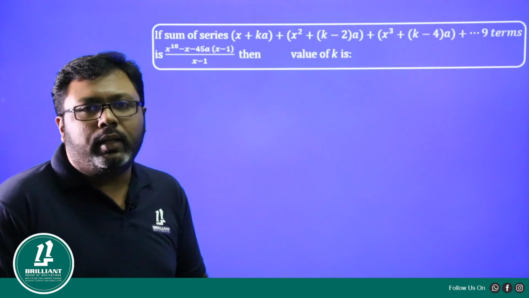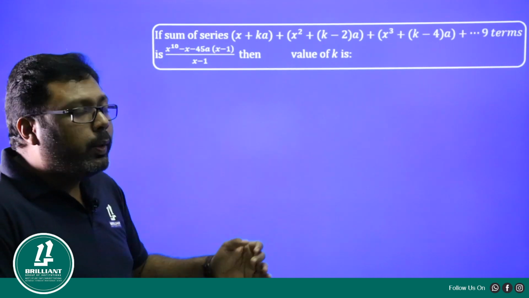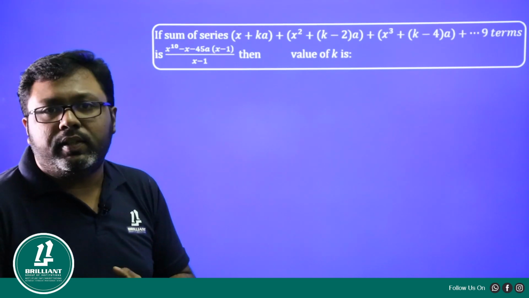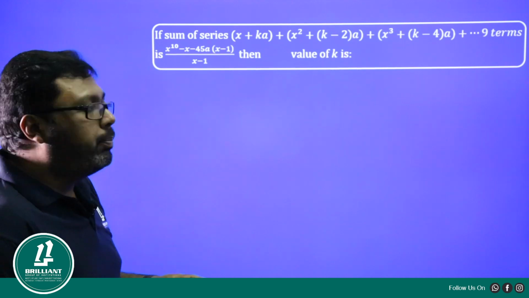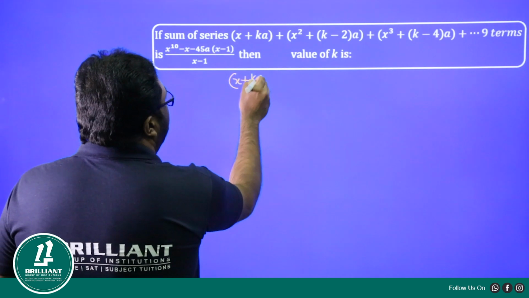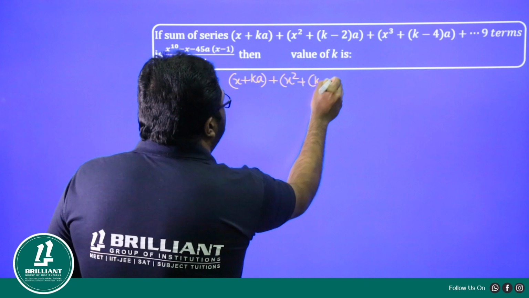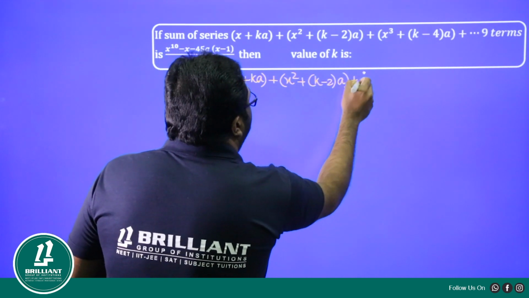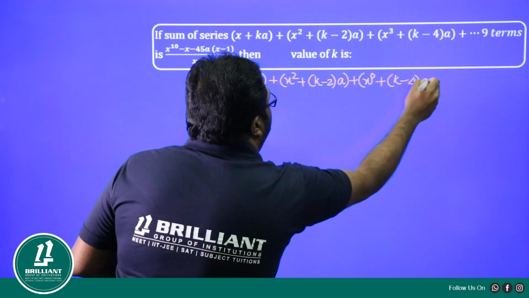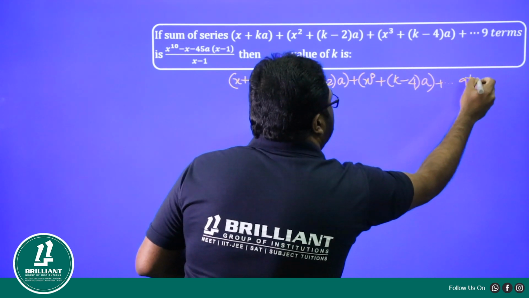Now in the next question, it is clearly given that it's a series. Okay, now in this series, they're asking you to evaluate the value of k in the sum of the special series, and they've given the answer for the sum. You can take the expression now. The expression is (x + ka) + (x squared + (k - 2)a) + (x cube + (k - 4)a), and it is going up to 9 terms.